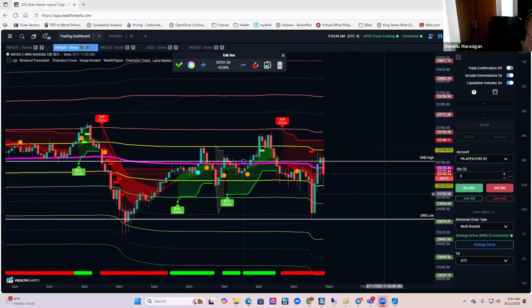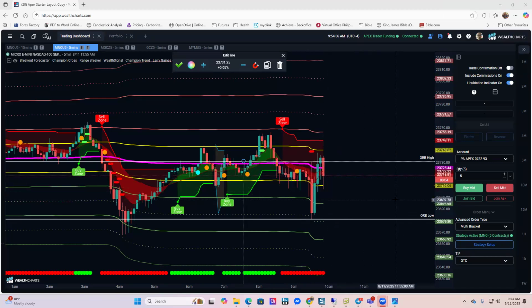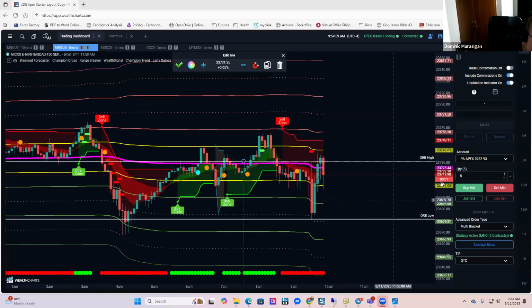People get faked out a lot by that. So that's why we want to make sure of where the candle closes, not where it pierces. Where do you see the time left for the candle? Right here, right there. 1 second.